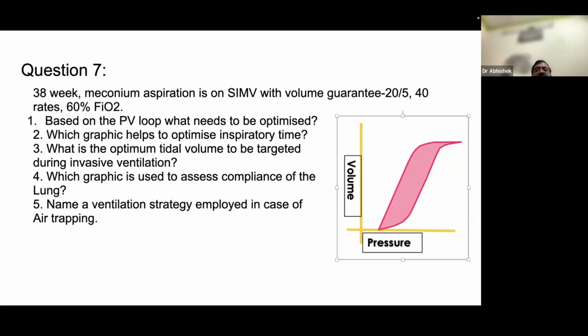Which graphic helps to optimize inspiratory time? Yeah, flow time scalar. What is the optimum tidal volume to be targeted during invasive ventilation?